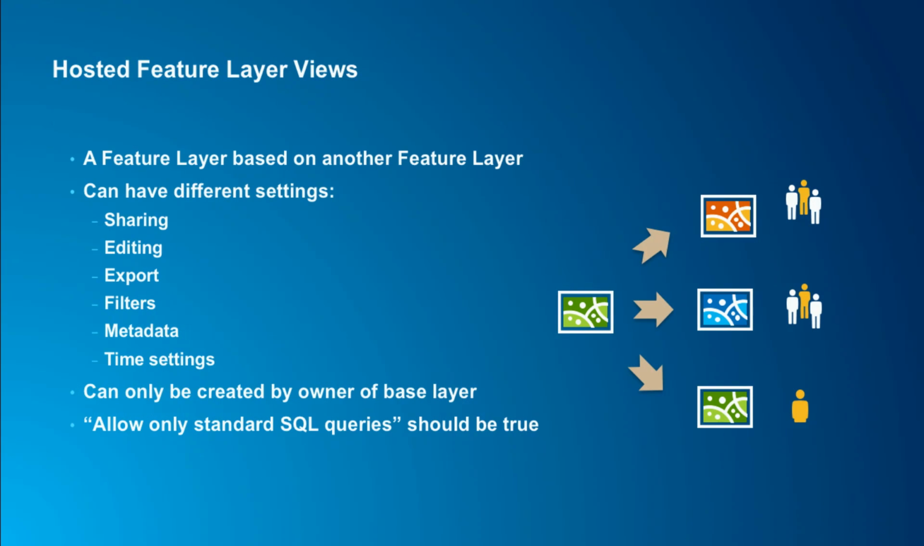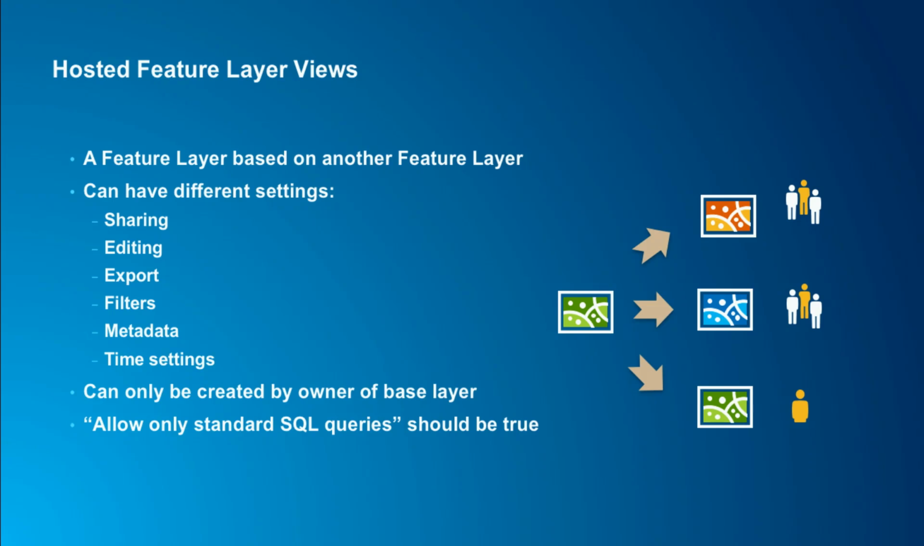Now there's a new option that we introduced recently called hosted feature layer views. So in your traditional on-premises setup, you have access to your database, and how you structure things. You can create database views and other things. On online, you don't have that level of access. So now we allow you to create feature layer views, which are views on top of an existing feature service or feature layer. And those views can then be shared or exposed in different ways.